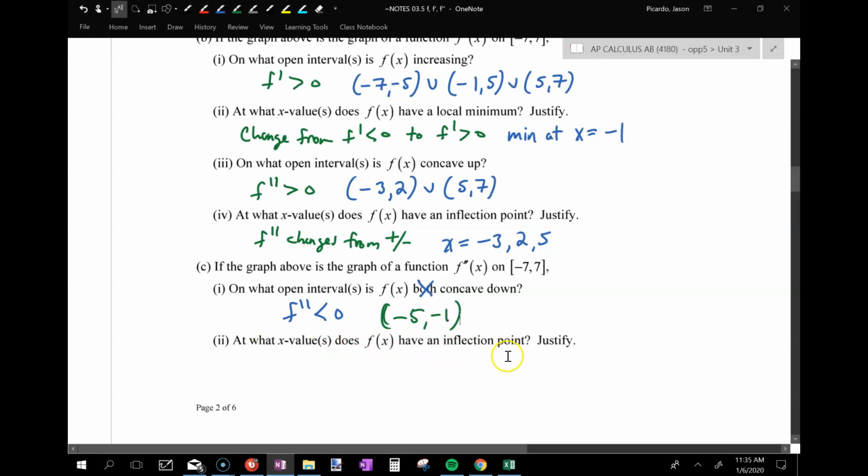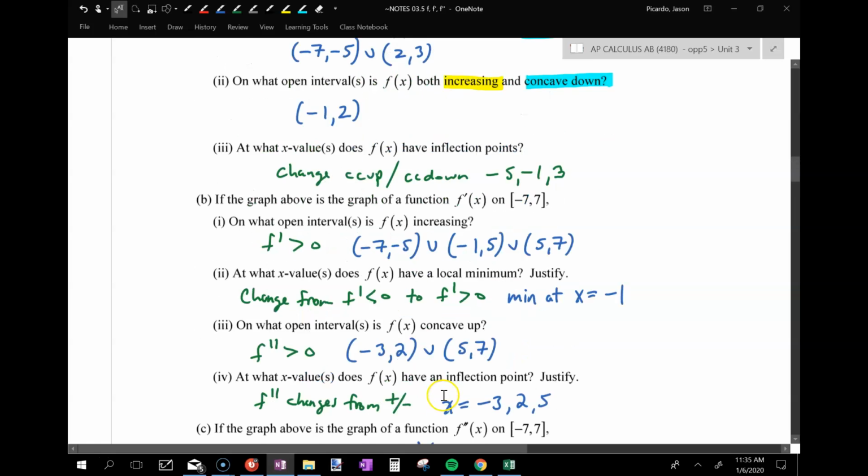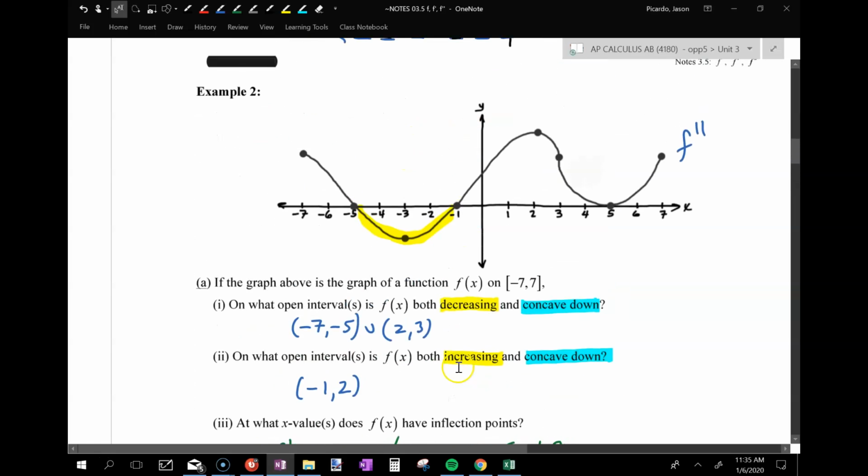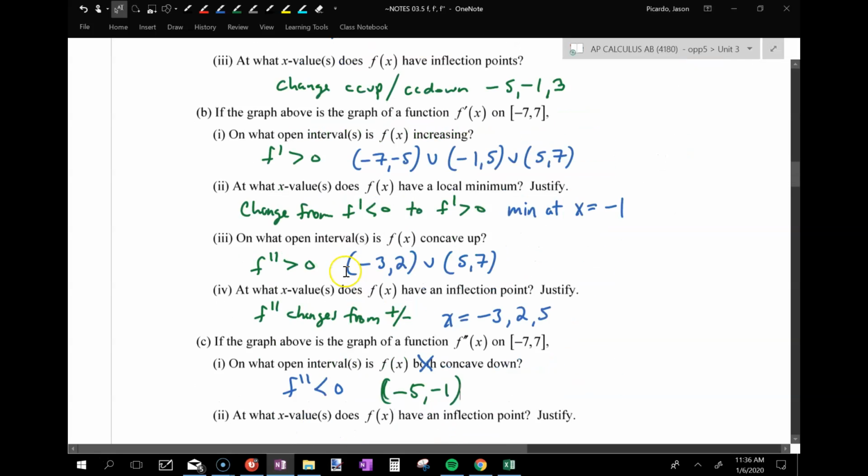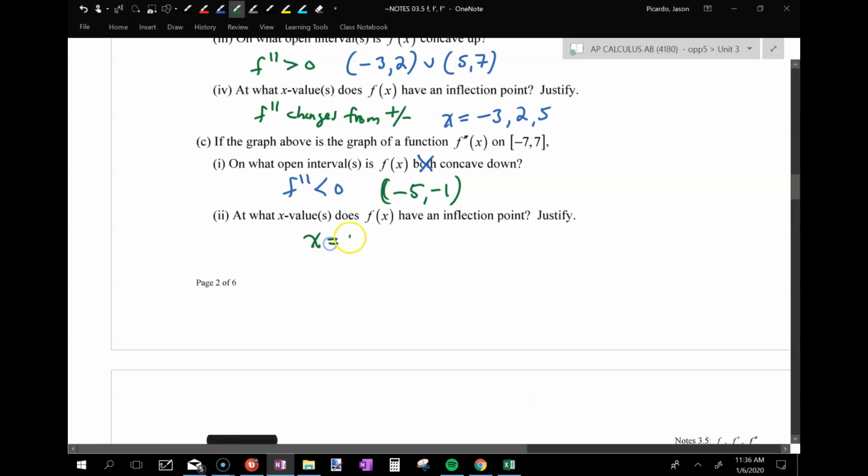And at what x value do I have an inflection point? Well, I have inflection points when I have changes in concavity. Well, this is where it's concave down, right? What's this? Concave up. Possible inflection point. But what is it after this? Concave up. So did I have a change in concavity at 5? No, the only place I had a change in concavity was at -5 and -1.